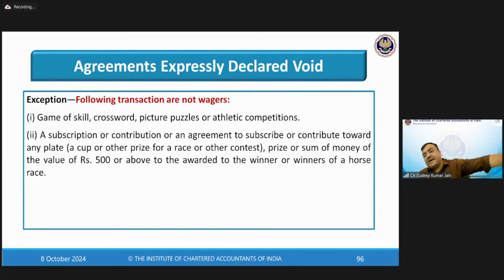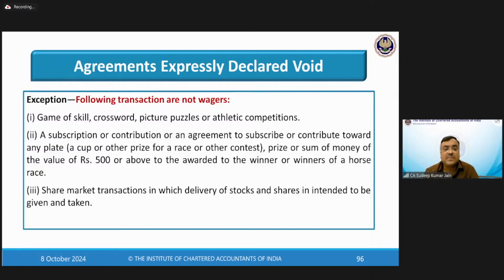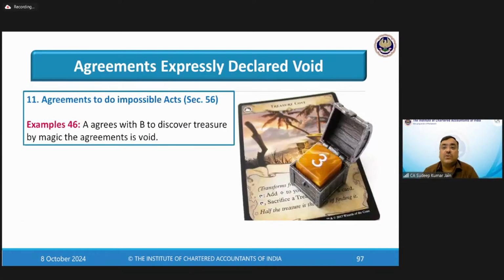You are putting money into a horse race like betting, but you are awarding the winner of the horse race, which is allowed. Share market transactions are perfectly valid. They are not wagering. Insurance contract is not wagering. It is a contingent contract. Agreement to do an impossible act: any agreement to do some impossible act is always void.